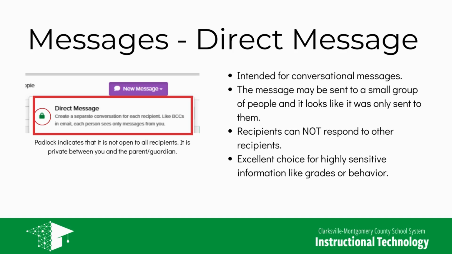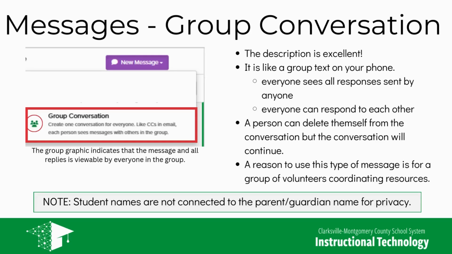This would be for more sensitive information. Say you want to communicate to a parent or guardian about grades or behavior. This is not going to allow the recipients to see the other recipients, so they see it as it's only been sent to them. Notice the lock on the descriptor for direct message. That padlock is going to indicate to you that it is not open to all recipients, that this is locked down. And when you see that padlock, know that this type of message is for sensitive information.